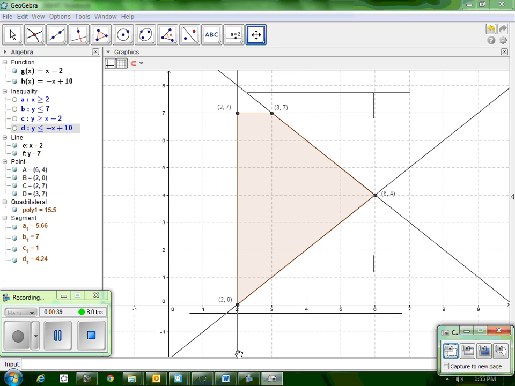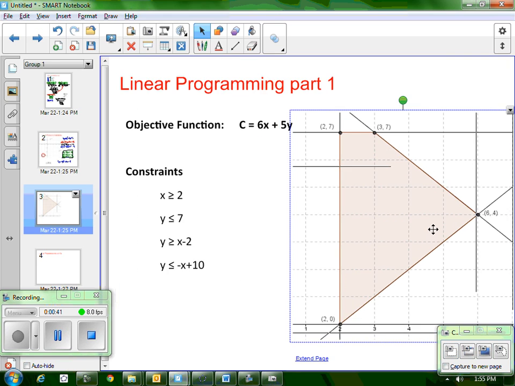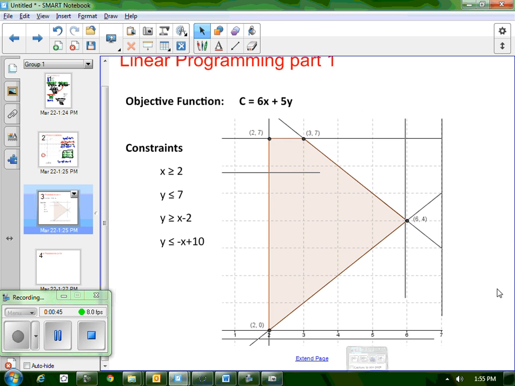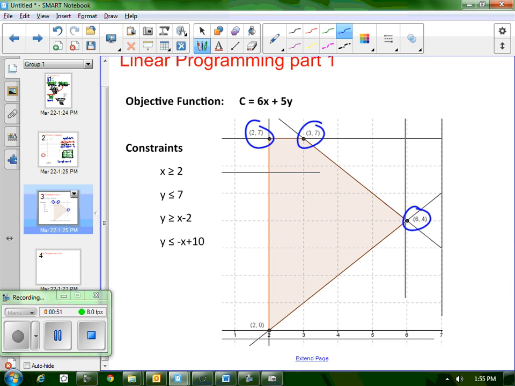Okay, so let's go back, and now we've got ourselves a graph. What I'm going to do with this graph is test the vertices. The vertices in this graph are right here, right here, right here, and right here. And there's a rule that says if you test these points, the highest value you can get and the lowest value you can get will be at one of these vertices. So what I'm going to do is test all of these different vertices.